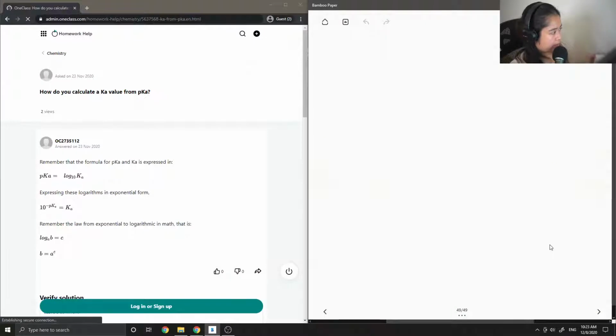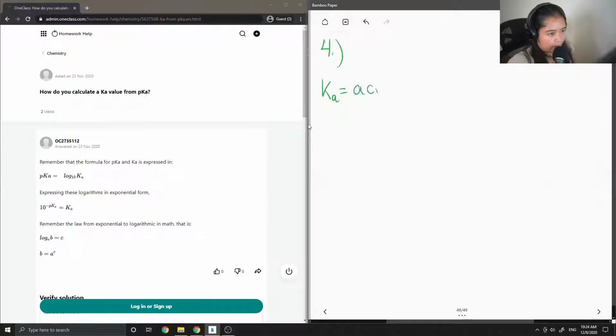Okay, so on to question 4. How do you calculate a Ka value from pKa? So Ka is actually the acid dissociation constant.